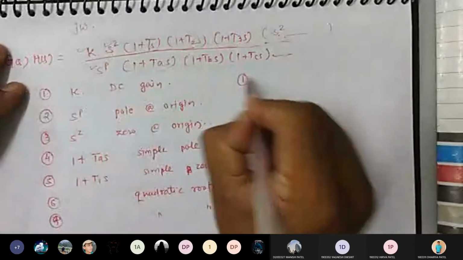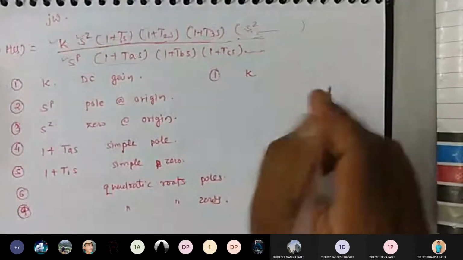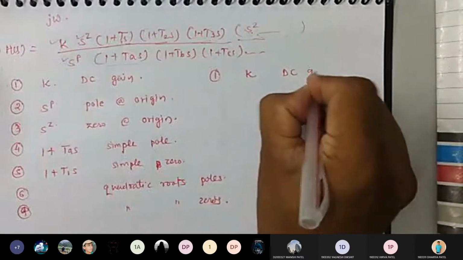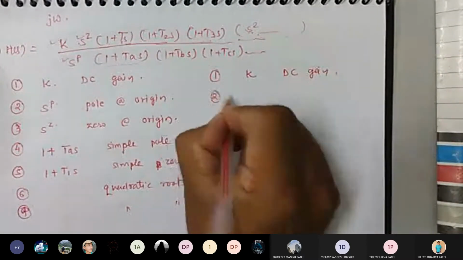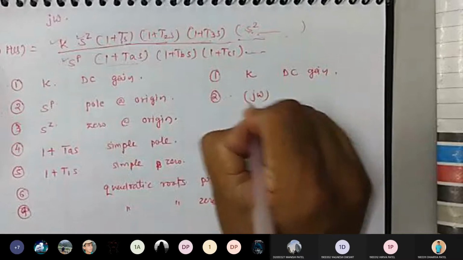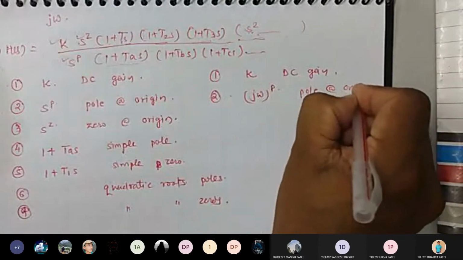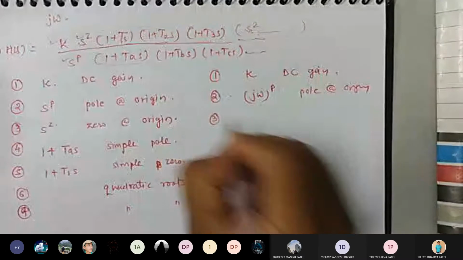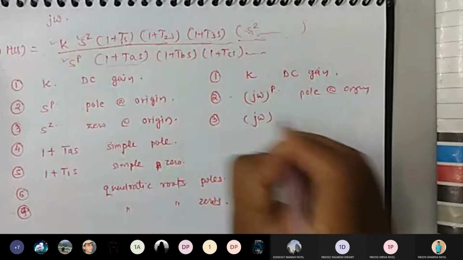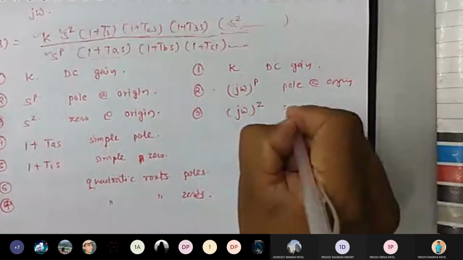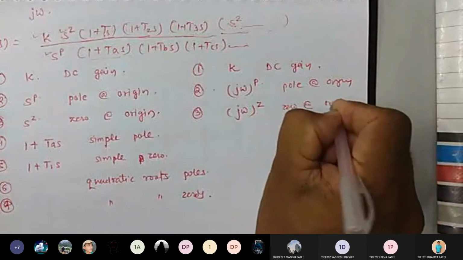So the first one will remain the same. It is K, which is nothing but the DC gain. The second one, J omega raised to P, is nothing but the pole at origin. The third one, J omega raised to Z, is nothing but the zero at origin.